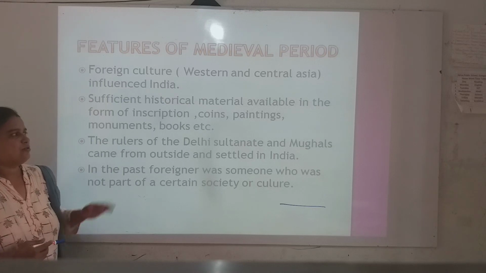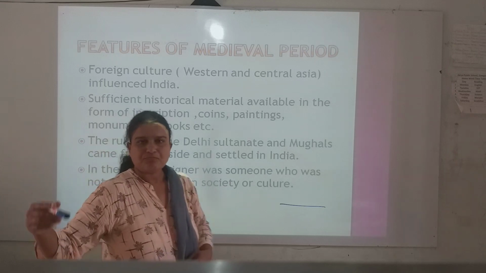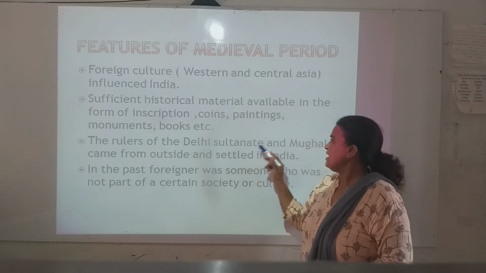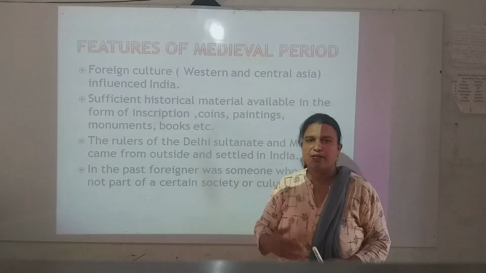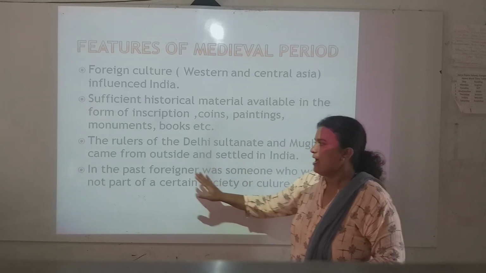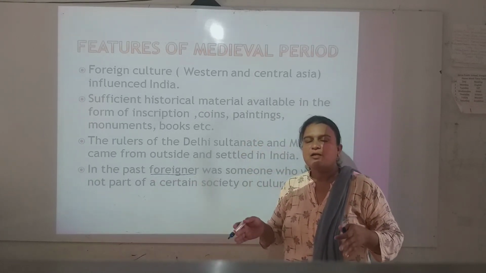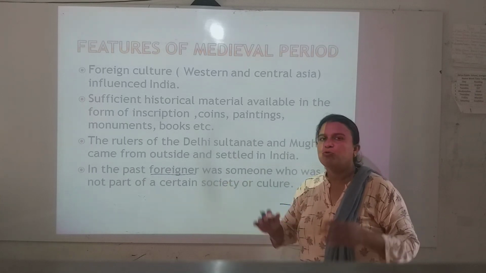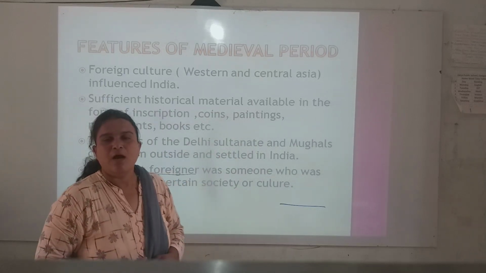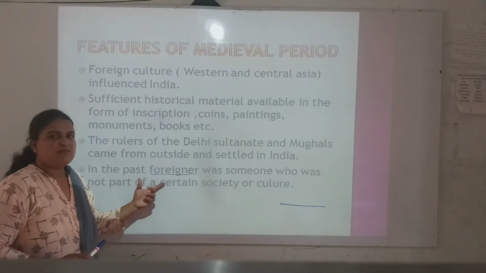Next are the rulers, the Delhi Sultans and Mughals. They also came from other regions and settled in our country. Delhi Sultans as well as Mughals came from Central Asia and other parts, and settled in our country. This is the term foreigner. Currently, if we refer to a foreigner, it is a person who is non-resident in our country, who is a citizen of another nation.